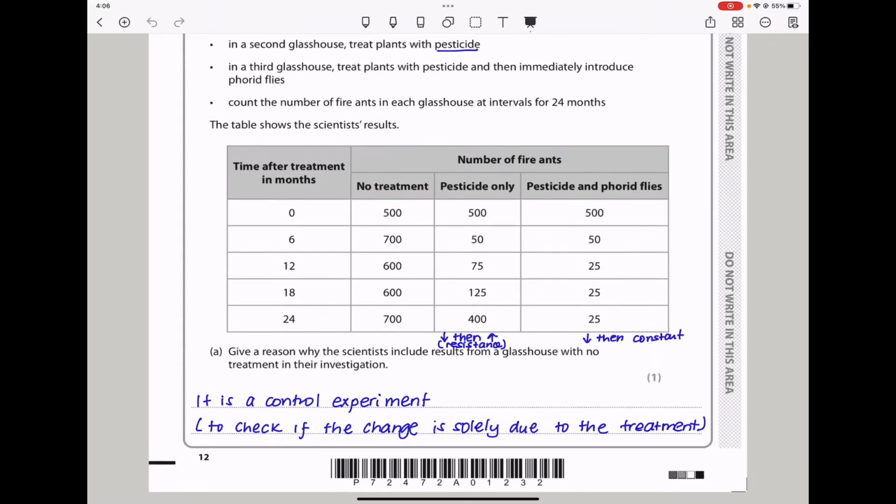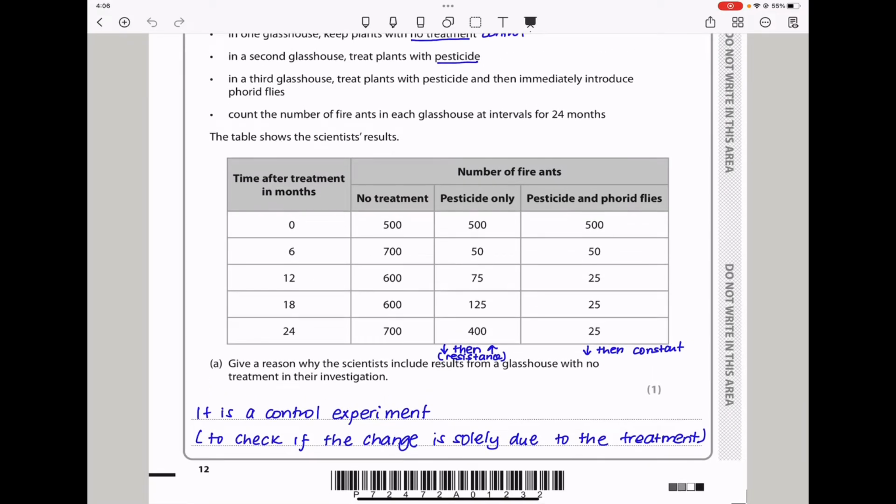So they say give a reason why the scientists include results from a glass house with no treatment in their investigation. This is to ensure that any change that is observed in the study is solely due to the treatment and not any other conditions. So I said it is a control to check if the change is solely due to the treatment. Actually, even if you don't write this, just say it is a control experiment. They allow that.